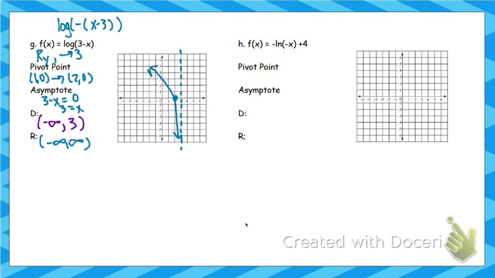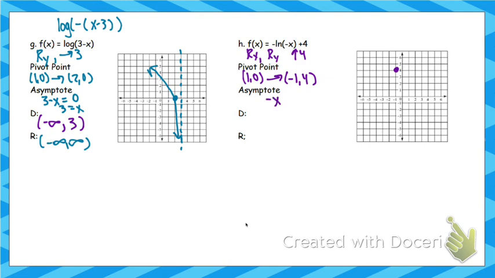All right, last one. So again, this one has both a reflection over the x and a reflection over the y. It also has been shifted up 4. Pivot point starts at 1, 0. So let's see how we're going to change that. So we're going to take 1, 0. Reflect it over the x, that doesn't change. Reflect it over the y. Then we're going to take that point and go up 1, 2, 3, 4. So my new pivot point is -1, 4.